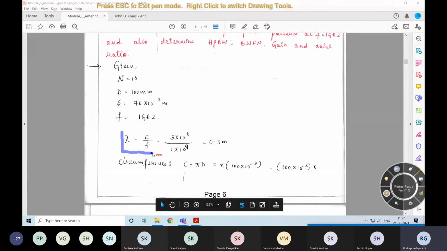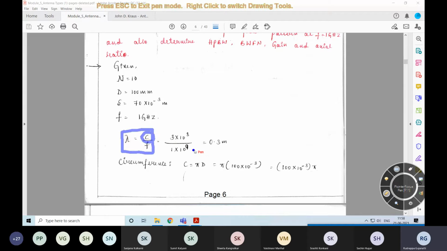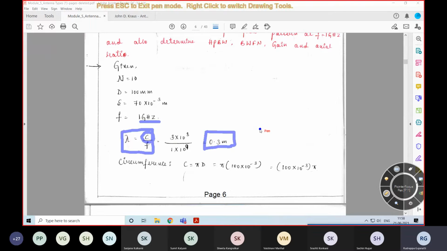So operating wavelength is given by C by F, where C is the speed of light. So it is 3 into 10 raised to 8 divided by 1 gigahertz, that is 1 into 10 raised to 9. So when we estimate it, we obtain operating wavelength which is equal to 0.3 meters.